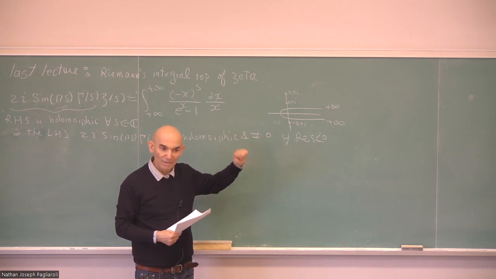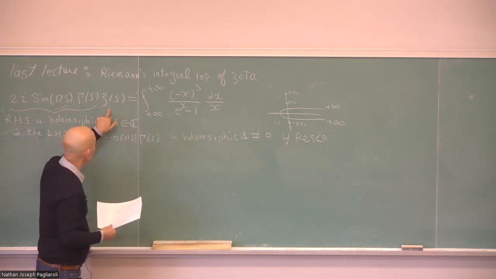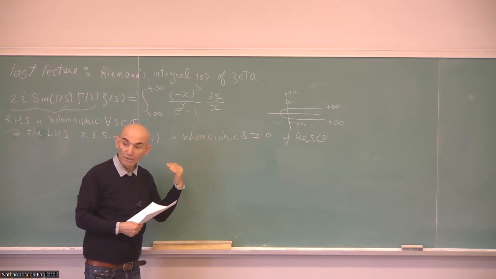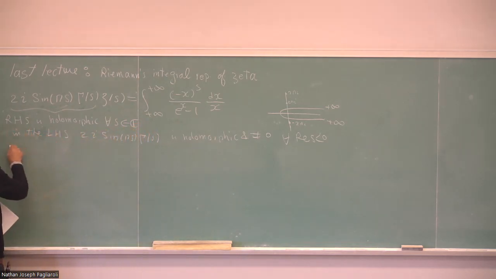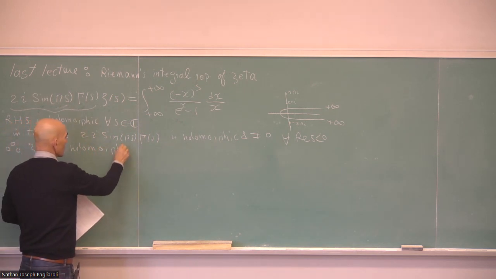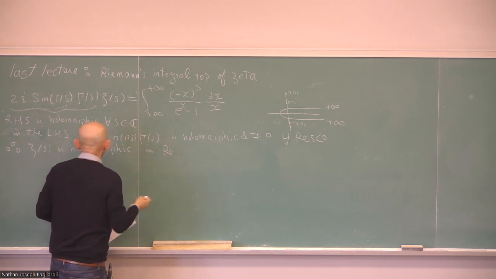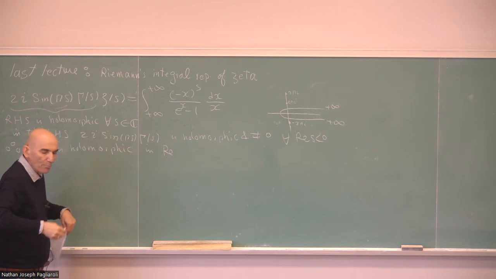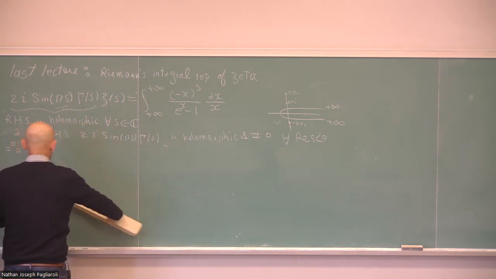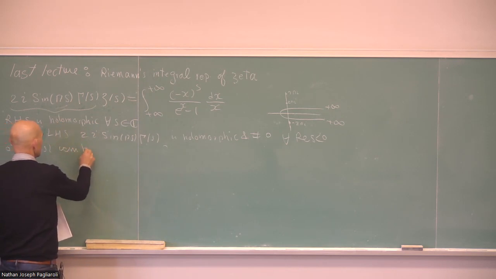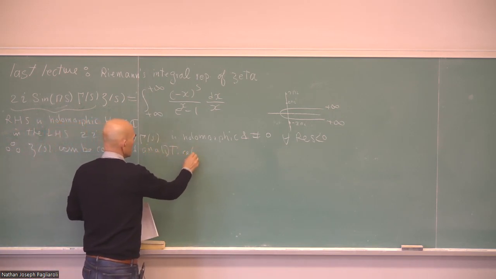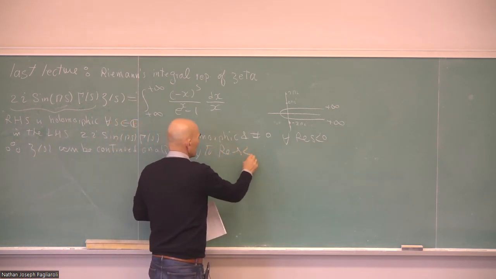So what does it mean? If you divide, it means that zeta is holomorphic also for real part of s less than 0. That was his second argument for analytic continuation. So the corollary is that zeta of s can be continued analytically to real part of s less than 0.